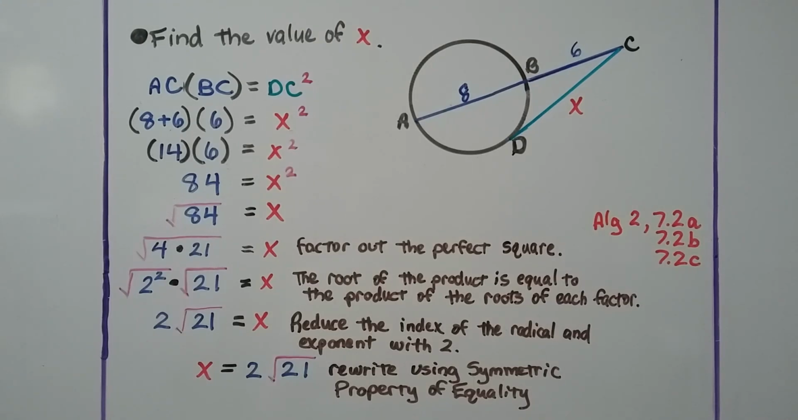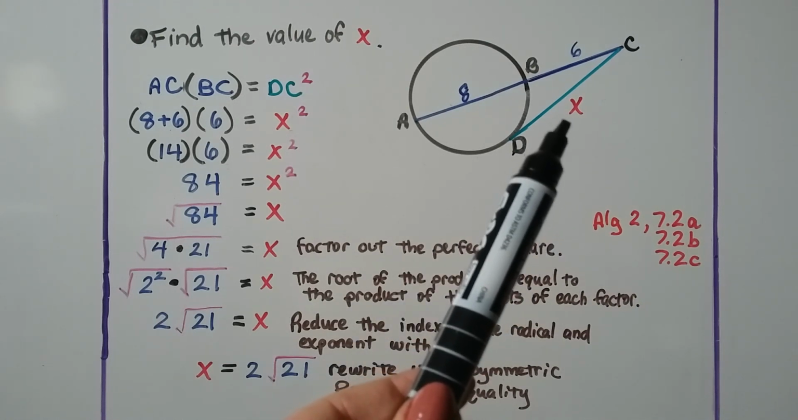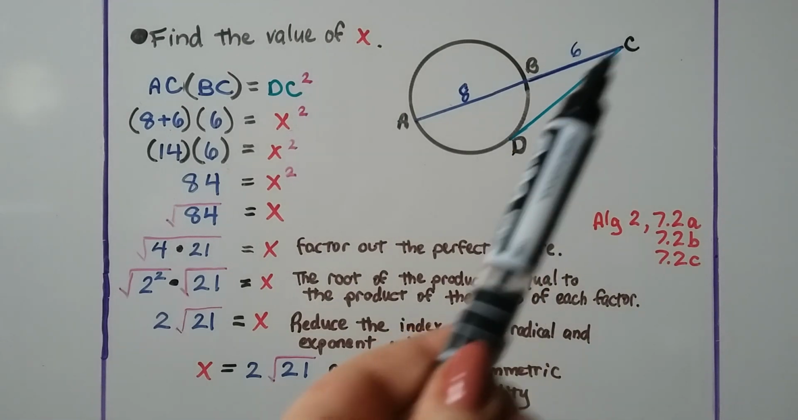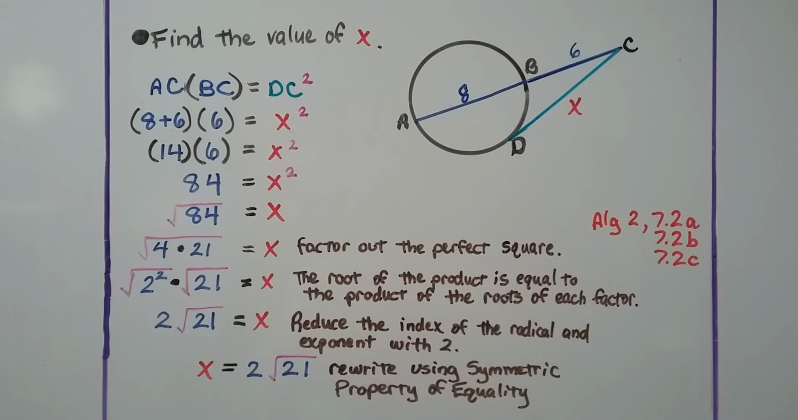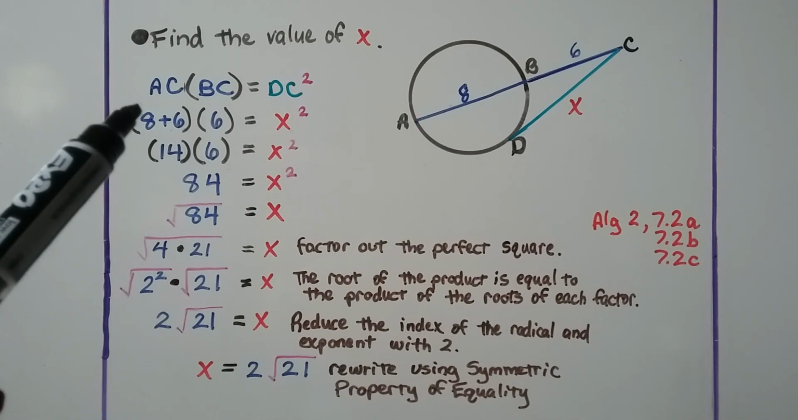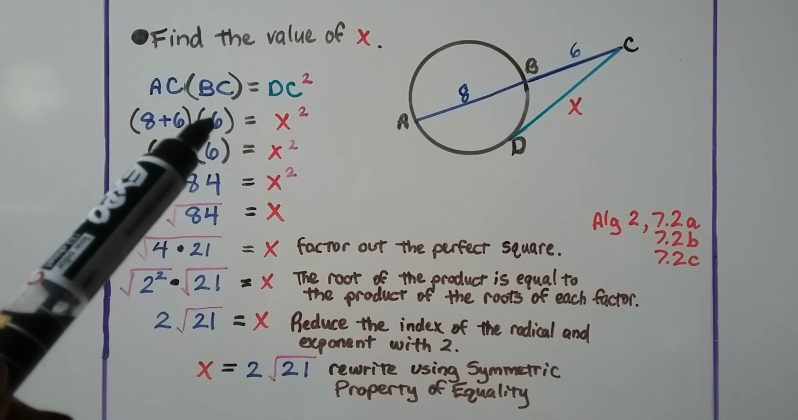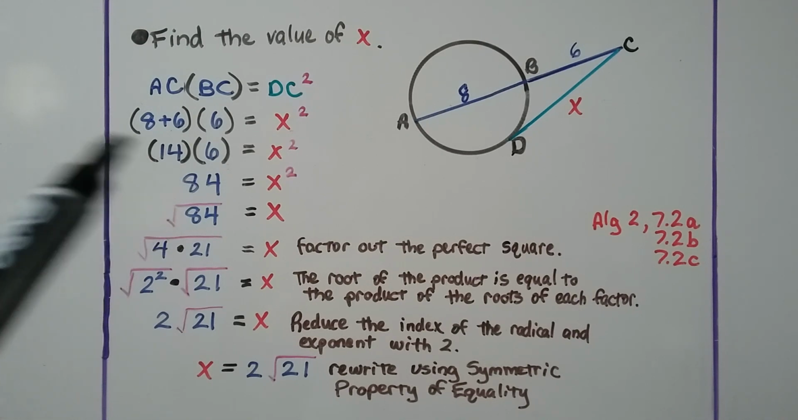We can find the value of x in this diagram. We can see the tangent segment is x. We've got AC, we've got AB, which is an 8, and BC, which is a 6. AC, the whole length, multiplied by BC, this external part, is going to equal DC squared. AC is 8 plus 6, BC is 6, so we've got a 14 times 6, which gives us an 84.